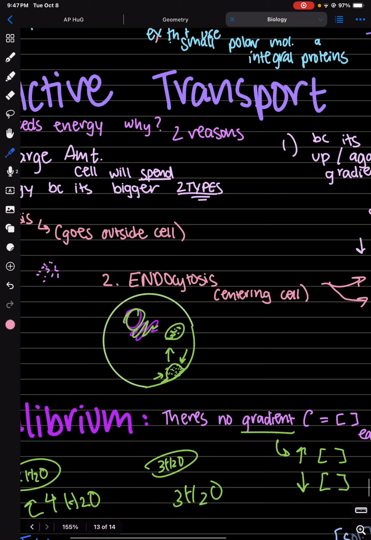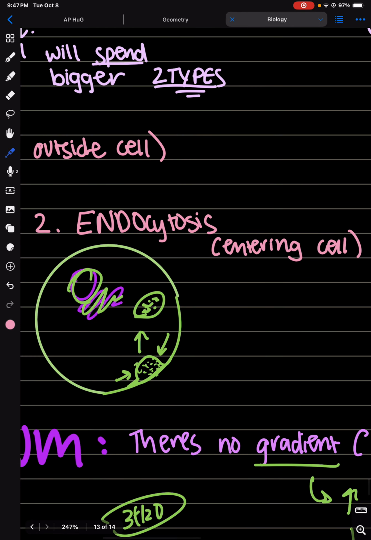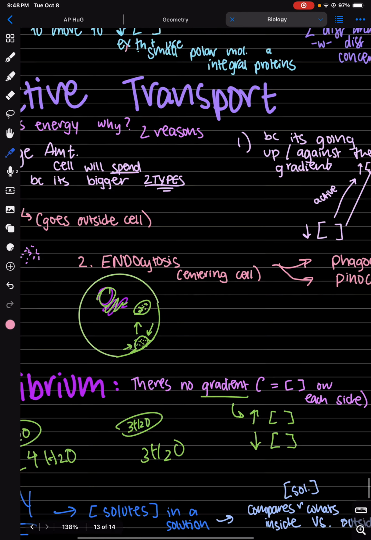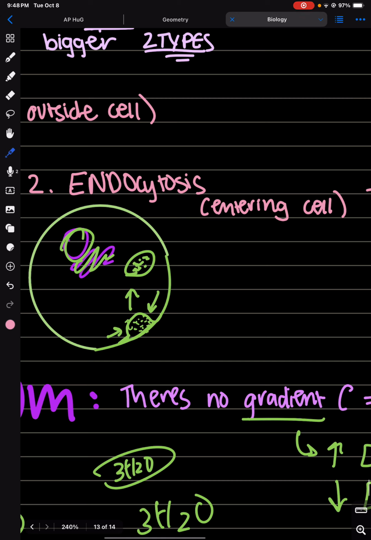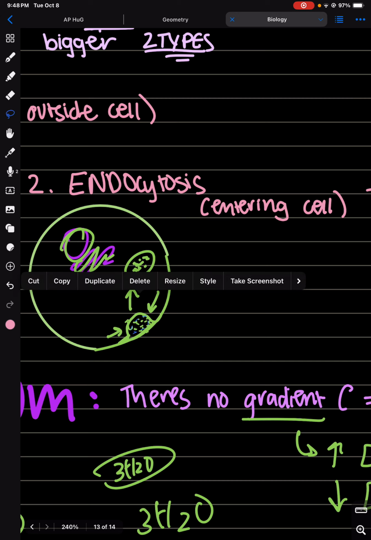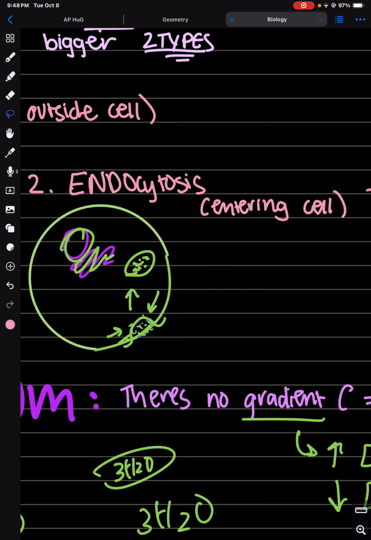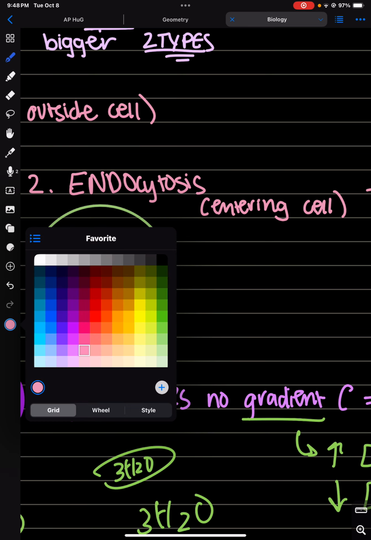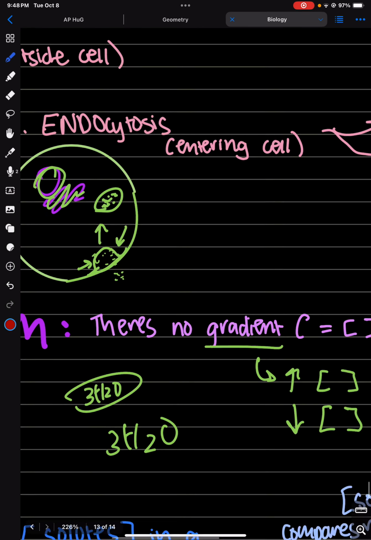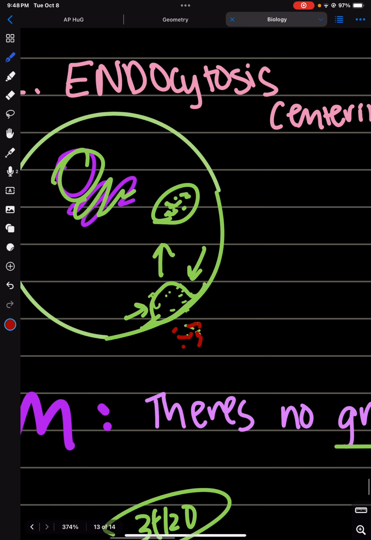Endocytosis, on the other hand, is where, basically, we have some materials, for example, okay? Materials out here. The materials want to go inside. They want to enter the cell. How are they going to enter the cell? Well, the materials, like this, are going to come to the edge.